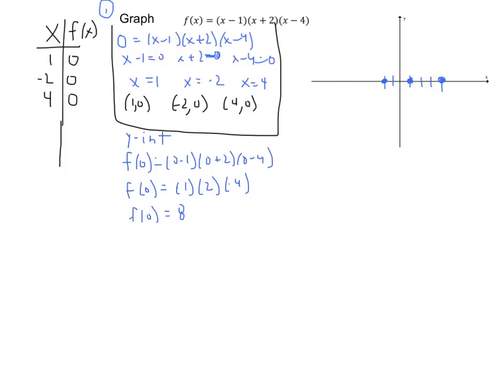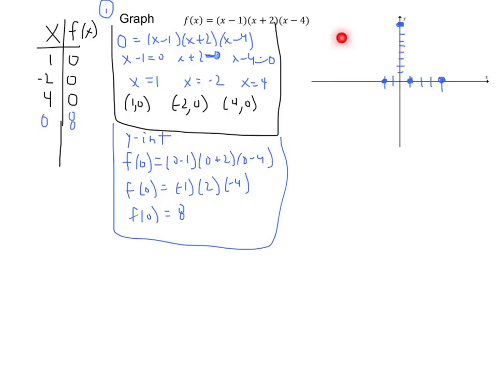So we found another point for our table. We know that it's going to go through the point (0, 8), which is about here. Our graph is going to be a little bit rough, but it's good enough so that we have a general picture of what it looks like. Now we've found a point here, and we need to find a point to the left and then to the right.